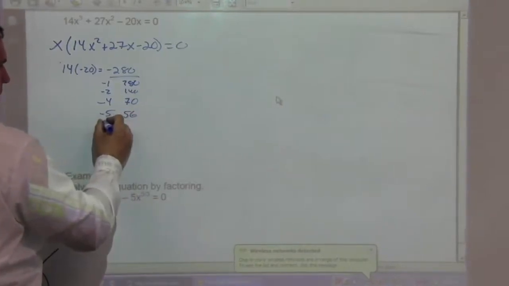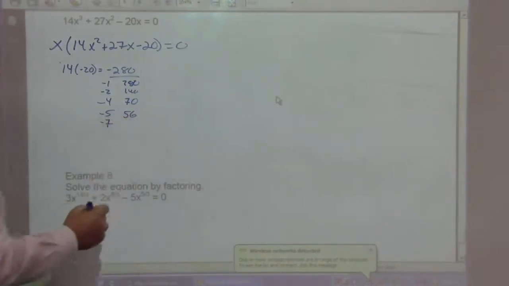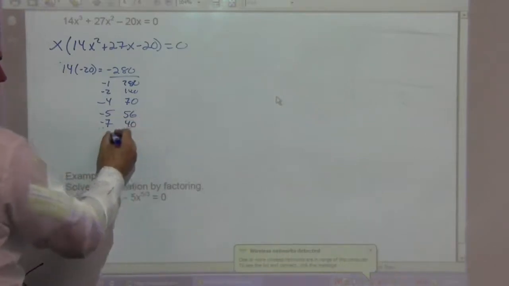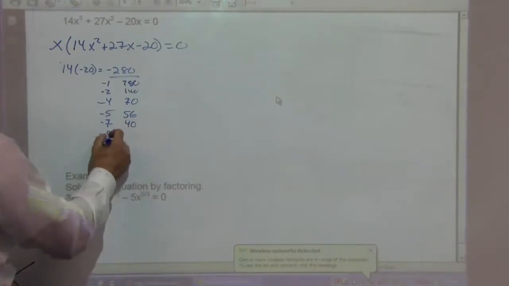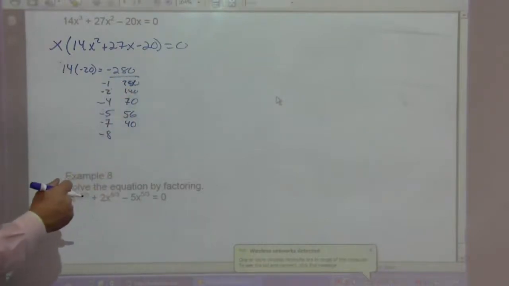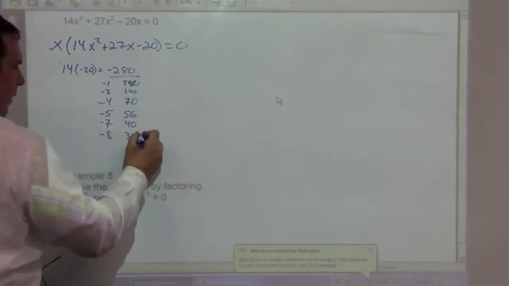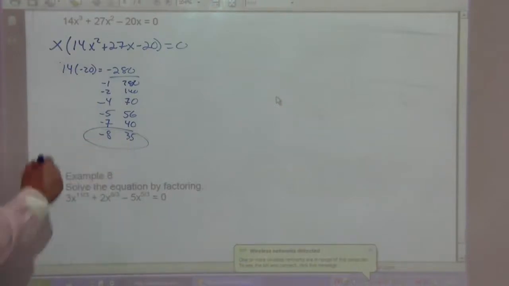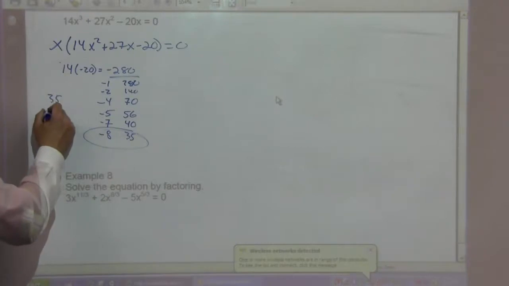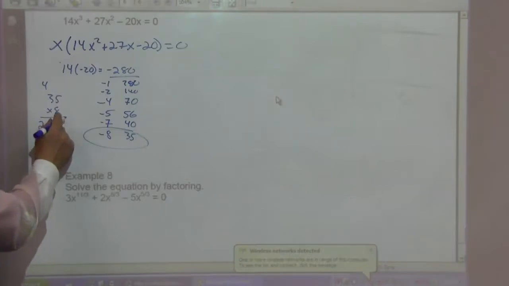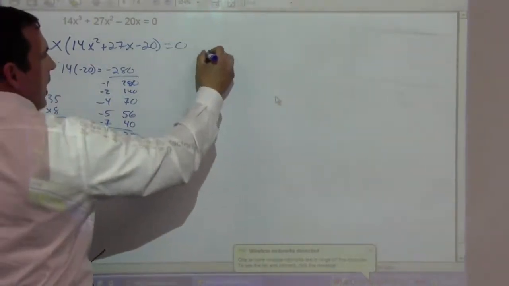How about 6? That wouldn't work. 7 would work. Negative 7 times what is 280? And I believe that would be 40. How about 8? 8 would work. Negative 8 times what is 70? No, sorry. Negative 8 times what is 280? 35, and I think that's our pair right there. Negative 8 plus 35 is 27. Negative 8 times 35. Let's double check that. Yep, 280.